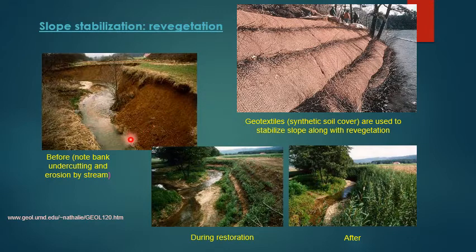This is the bank that has been undercut and eroded by a stream. They tried to restore this riverbank by planting vegetation, and this is what happened after the banks of this river were stabilized using the vegetation. In this particular case, they use a combination of geotextiles and vegetation to stabilize the slope.